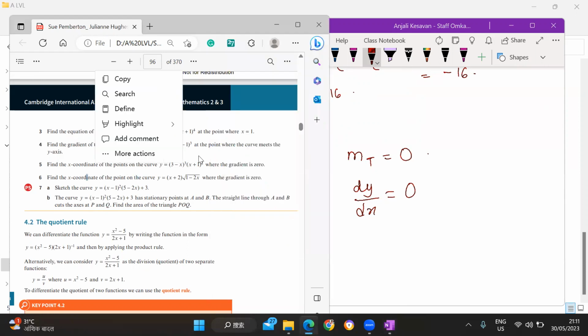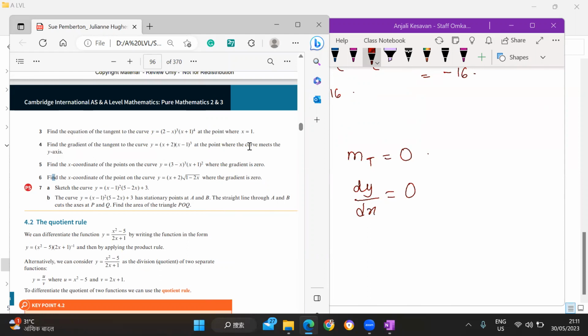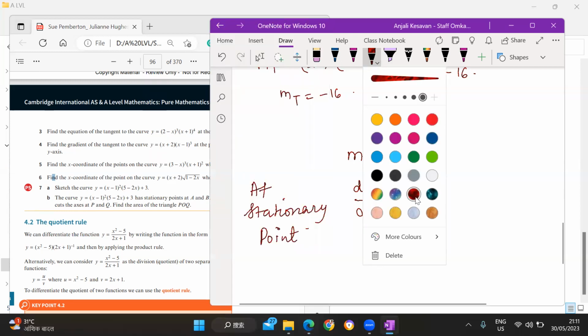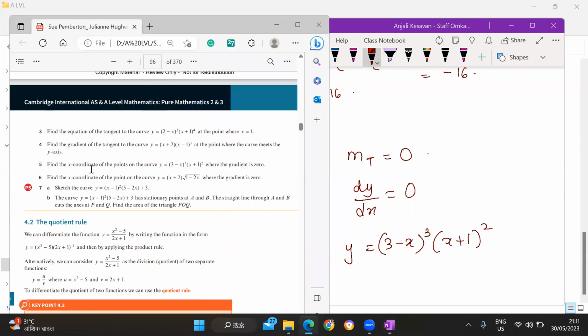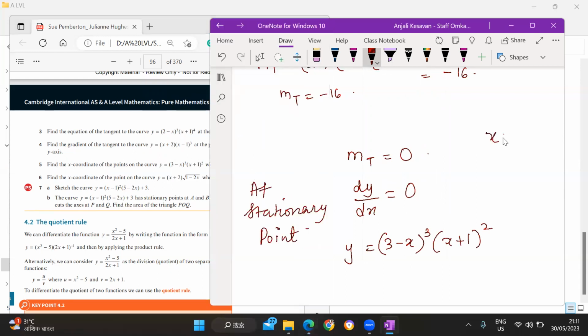Now in this question, the curve is, again, the same kind of expression. Let's do this one more question. What is y? y is 3 minus x the whole cube times x plus 1 the whole square. Is there anything else? Find the x coordinate. Now this time they're asking you to find the x coordinate. Sometimes they will tell you to find the point, so you'll have to find x and then find y. Let's do both in this case.